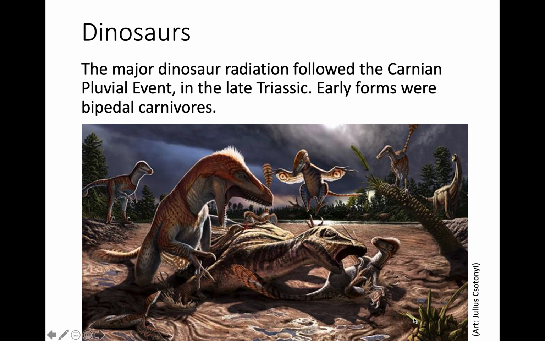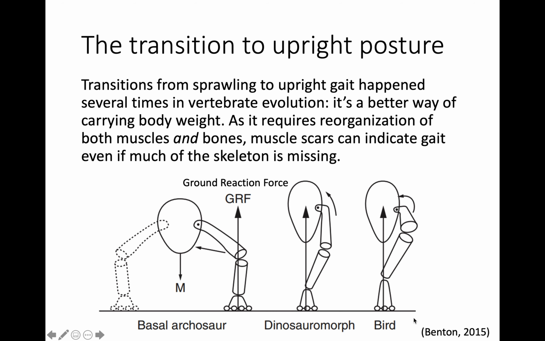We're going to focus now solely on the dinosaurs. The dinosaur radiation really comes into the late Triassic. So there weren't dinosaurs in the earliest of the Triassic. The first groups really show up about the middle, and these were all small bipedal carnivores. There's a typical trend for earlier lineages to be a little bit smaller than later groups, so that follows true with dinosaurs. So there's a transition to upright posture.